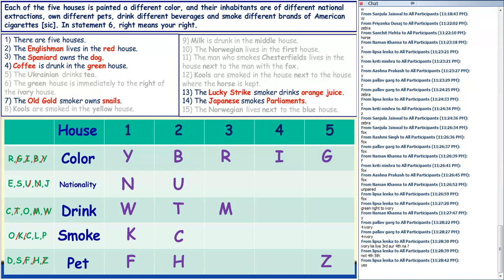एंड वी नो द इंग्लिश मैन लिव्स इन द रेड हाउस. स्टेटमेंट नंबर 2, द इंग्लिश मैन लिव्स इन द रेड हाउस. सो रेड हाउस में इंग्लिश मैन मार्क देयर. रेड हाउस में इंग्लिश मैन इज लिविंग हियर.